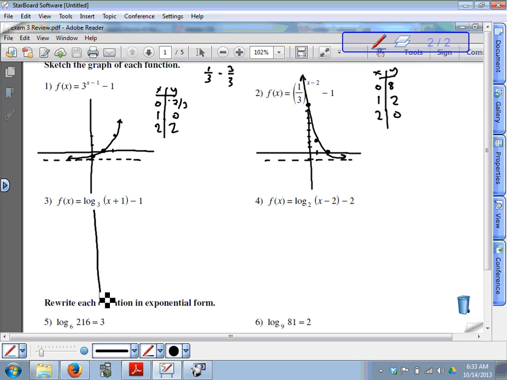Logarithmic graphs have similar characteristics because they're the inverse of exponential. We're going to locate the vertical asymptote, which is found by the transformations inside the function. X plus 1 is a shift to the left 1 unit. That also shifts the vertical asymptote to the left.